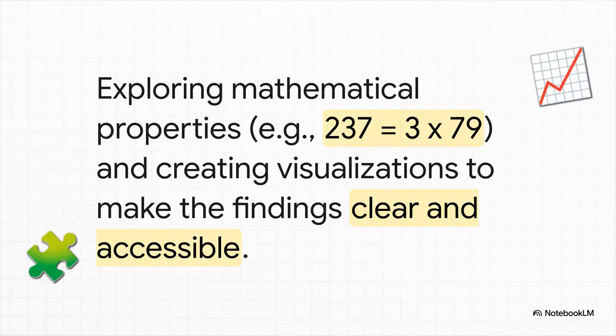The last 2 steps really just bring it all home. Step 4, mathematical exploration, is where they formally note things like 237 being the product of 2 prime numbers. And step 5, visualization, is all about using charts and diagrams, like that bar chart we saw, to make all these proposed connections as clear as possible.